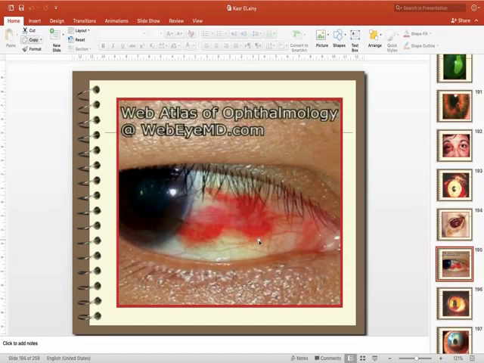Again, subconjunctival hemorrhage, but in this photo we can see the posterior border of the subconjunctival hemorrhage, which rules out a fracture base of the skull, and we can search for other causes like trauma, uncontrolled hypertension, bleeding profile, and so on.